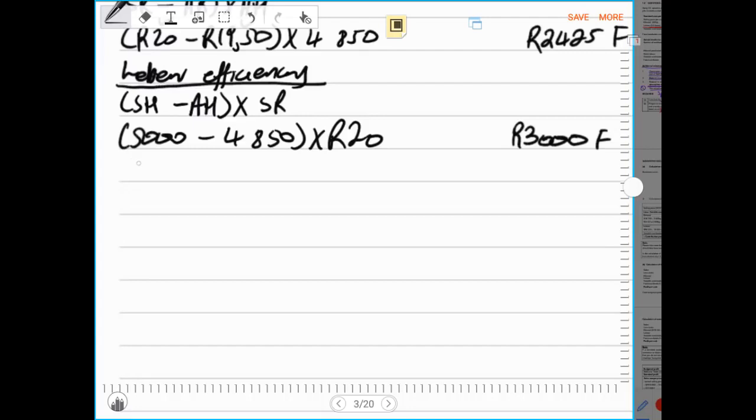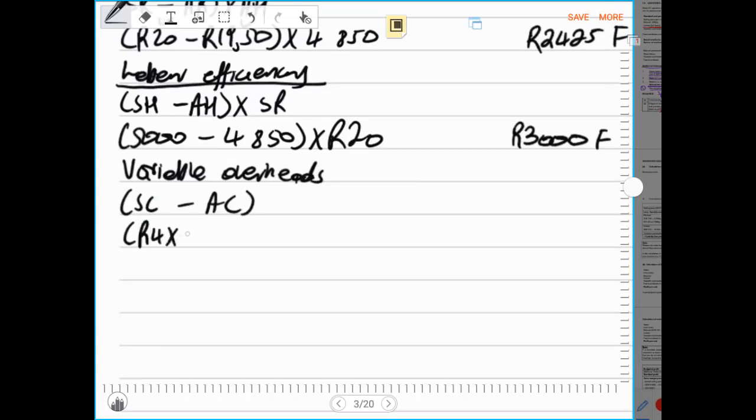So now we do our variable overheads variance, which is standard cost minus actual cost. Our standard cost is 4 rand times 10,000 units, minus 43,000 rands. So the difference will surely be 3,000 rands unfavorable variance. So we do have the 3,000, which is the unfavorable variance.